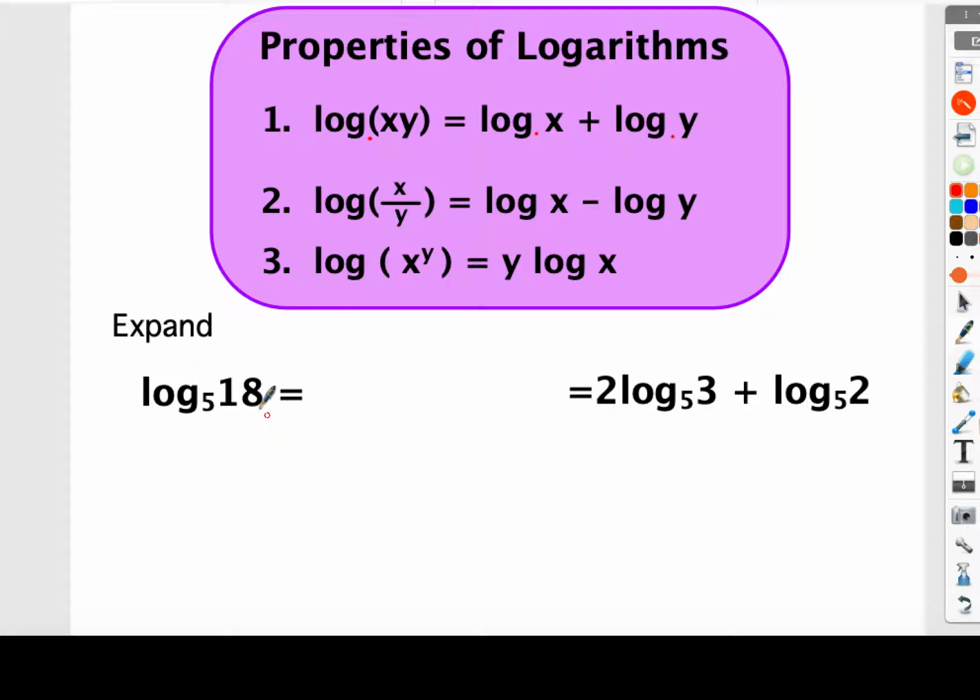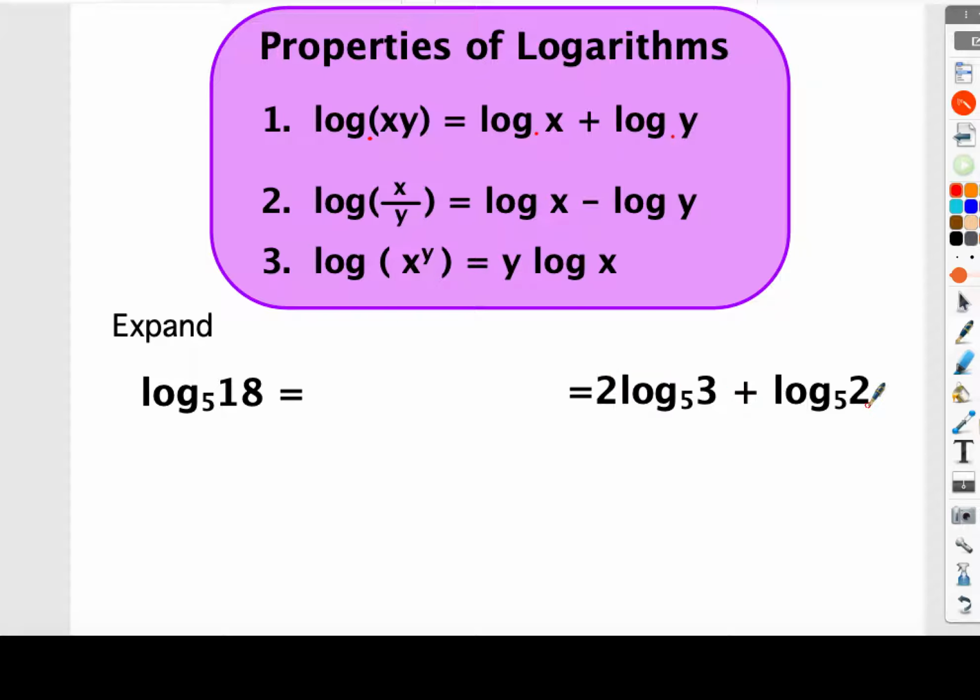What we really want to do is use it to expand. We want to expand logarithms because sometimes that's a very helpful thing when we go to calculate logarithms. So how would we relate over here log base 5 of 18 to its expanded form, 2 times the log base 5 of 3 plus log base 5 of 2?